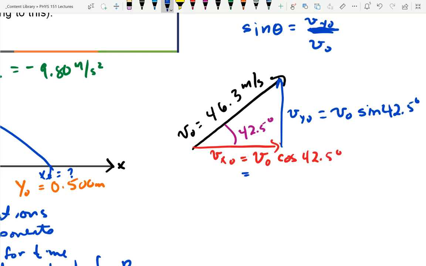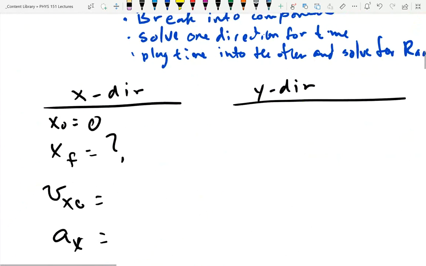So if we do these calculations, to save me time, I did them already. So if I put in my numbers, my 46.3 meters per second cosine 42.5, I see students working on them, so I'm going to ask you so you can pop them out. What did you get, Anna? Vx initial is 34.14 meters per second.